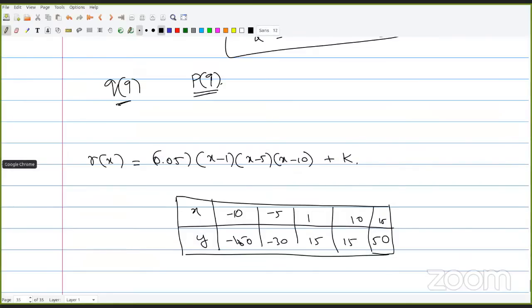Sir, in this question, we only have to put the value of x and equate it to the value of y, so we will get the value of k. Correct. The y value is already given in the table. For this, I can compute the k value. How? Yes, sir. For example, instead of x, I'll write 1. Then I'll get 0 plus k equals 15. So k equals 15.